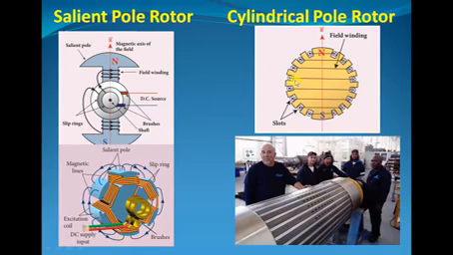Next we see the cylindrical pole rotor or non-salient pole rotor. Here the rotor consists of a smooth solid cylinder.